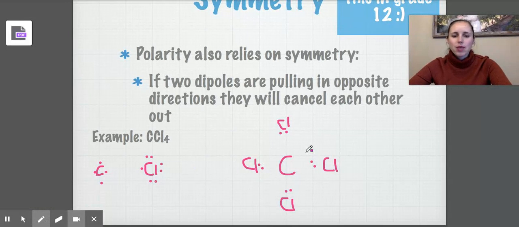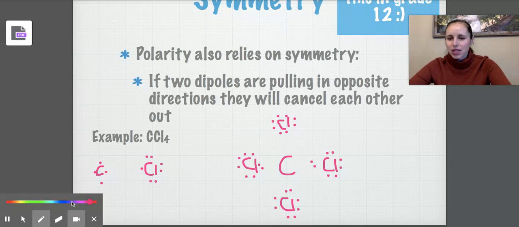So we can see that chlorine is going to be full. Chlorine's going to have its other electrons around it. So chlorine is going to have 8 valence electrons. This chlorine is going to have 8 valence electrons, this chlorine is going to have 8 valence electrons, and this chlorine is going to have 8 valence electrons. So carbon here has 1, 2, 3, 4, 5, 6, 7, 8 electrons.